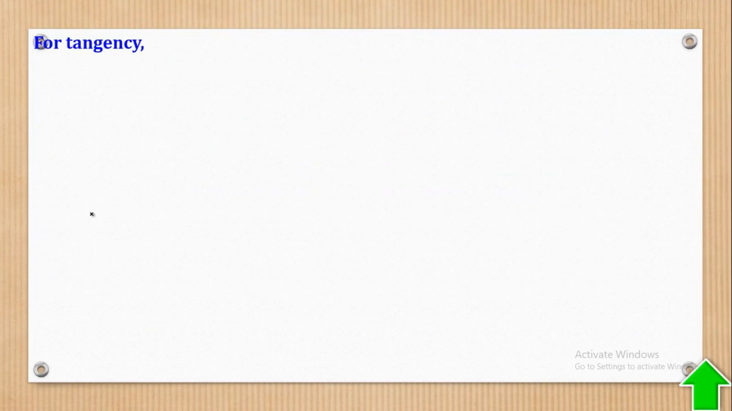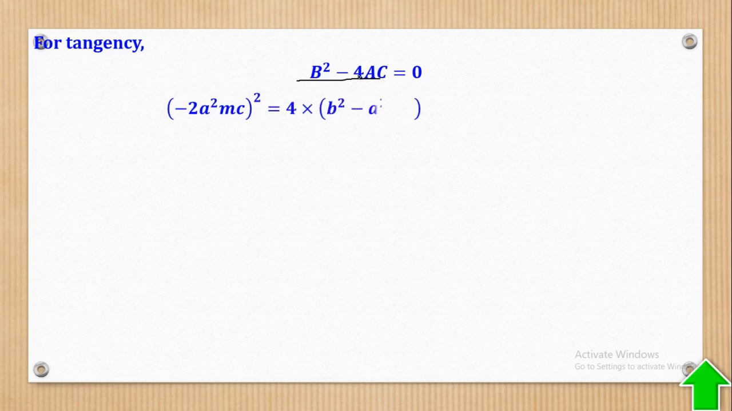So for tangency, the discriminant is always equal to 0. So I substitute for b, a, and c to come up with that expression. What I've done is taken the whole of this side, that is why you see an equal sign here.